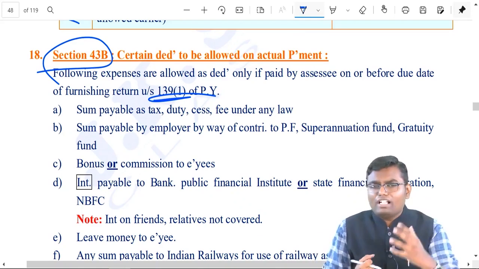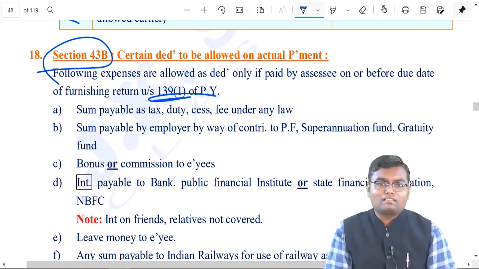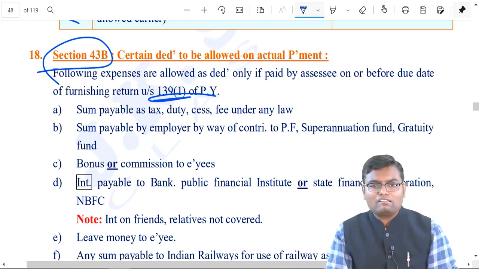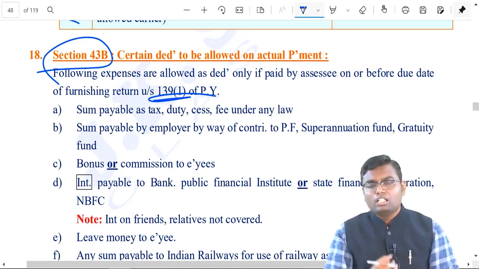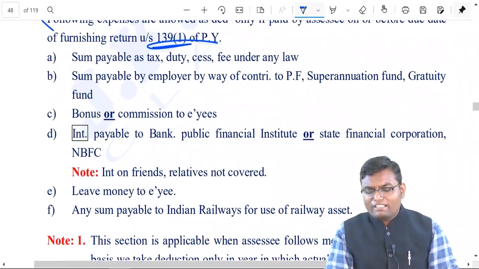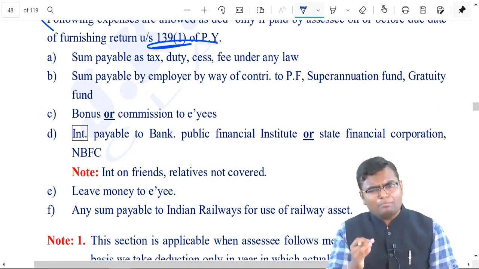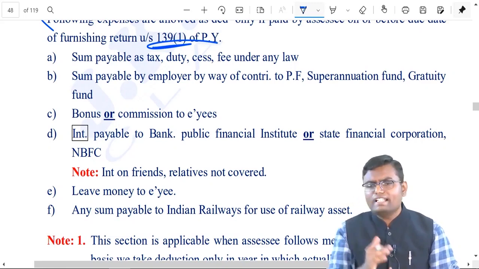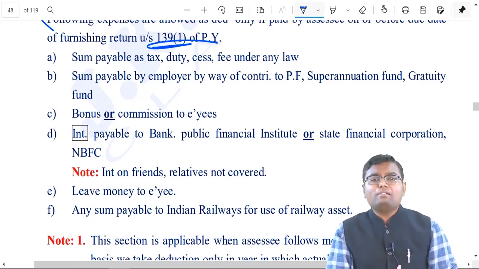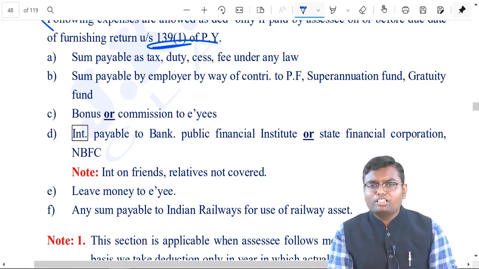But there are a few deductions, a few expenditures, for which, even though you are following the accrual system, payment has to be made up to the due date of 139 subsection 1. The very first point: sum payable as tax, duty, cess or fee under any law. For example, GST, customs, municipal tax: compulsory to pay up to the due date of filing return, then only you will get the deduction. Sum payable by way of employer contribution to provident fund, superannuation fund, gratuity fund: pay up to the due date of filing return.